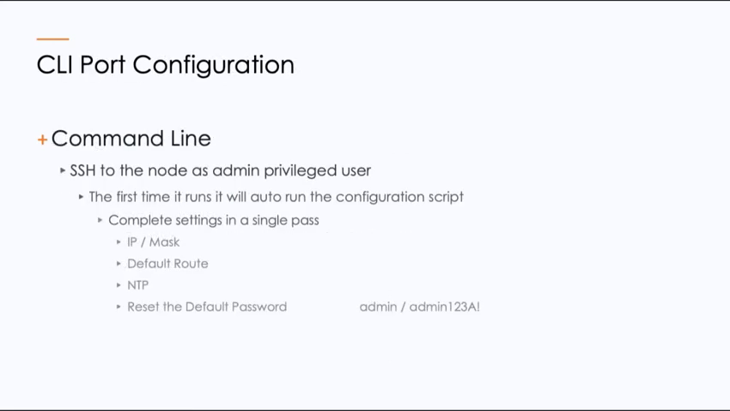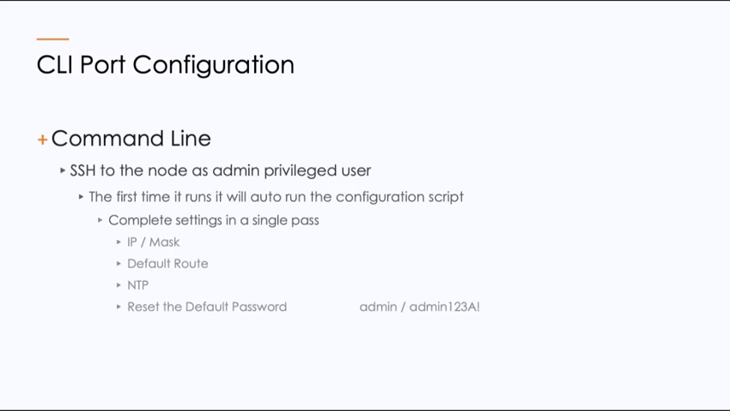When you install it, the first time that you run it, you're going to connect to it as an admin privileged user. The first time you're going to complete the configuration start, and it's going to ask you for all of the settings in one single pass, and we're going to walk through that, where it's going to ask you for your IP and your subnet mask, and it's going to ask you for default route, NTP. But in the end, you're also going to have to change the default password. The default password is lowercase admin followed by the password of admin123, uppercase A, exclamation point or bang.